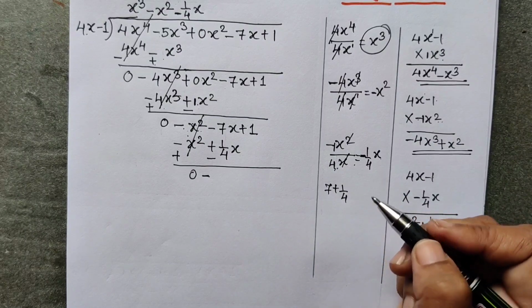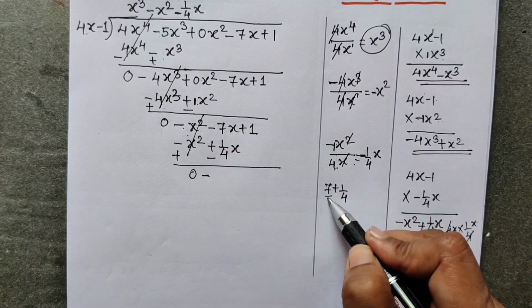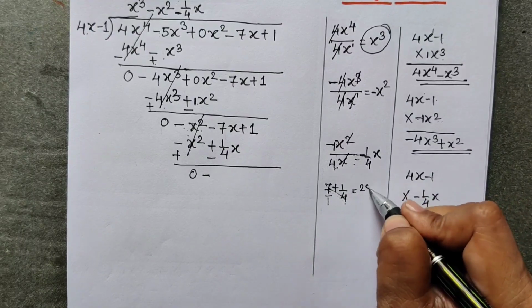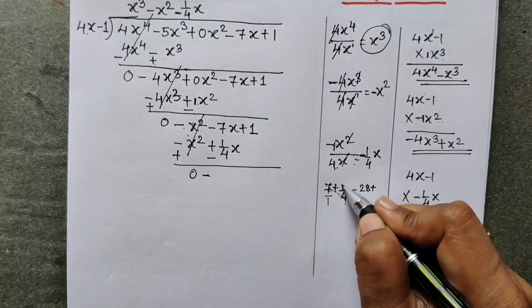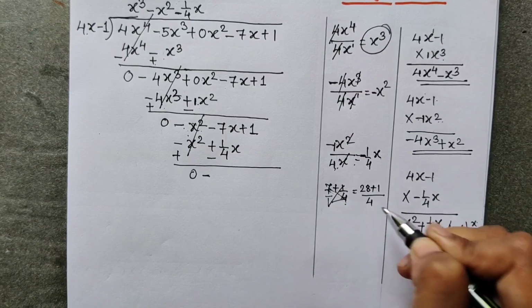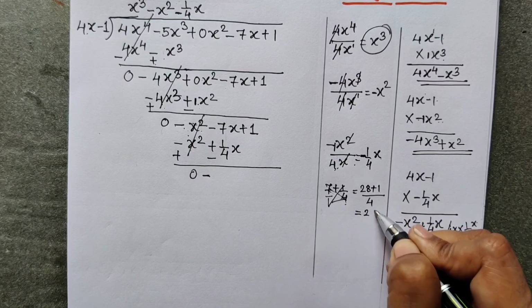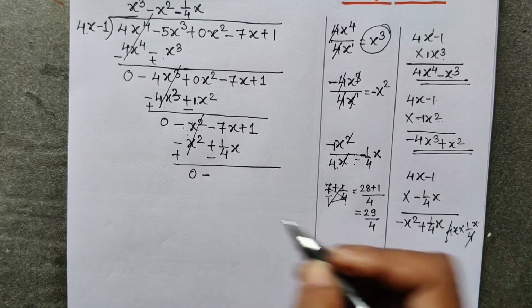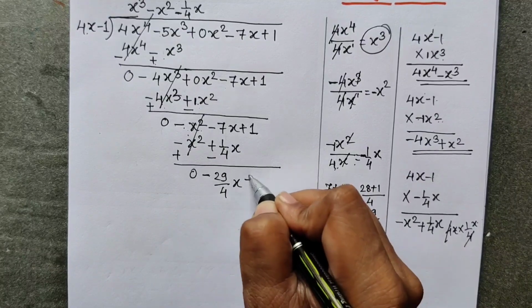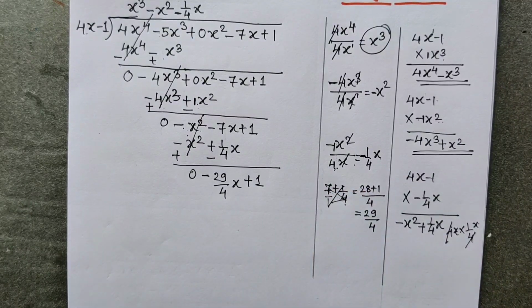We have to do it by cross multiplication. 7 upon 1, 7 4s are 28, plus 1 into 1. 1 1s are 1, upon 4 1s are 4. In this way we have to solve it by cross multiplication. 29 upon 4. So it is 29 upon 4x plus 1 as it is we have to write.